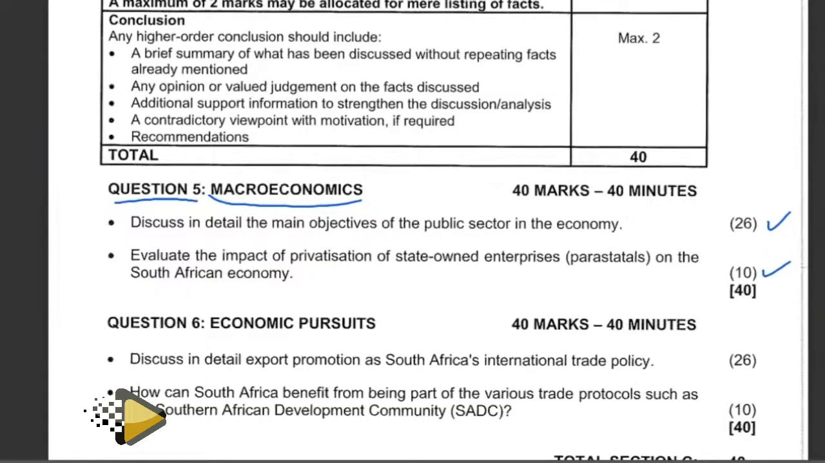So here, what you need is to write an introduction. Grade 12, if you remember, under the introduction you should always give the definition of the concept under study. In this regard, we are going to give the definition of a public sector. Then we also have the main body of the paper, which is going to be the 26 marks question. So this is going to be our main body question, while the 10 marks one is going to be the additional part of our essay.